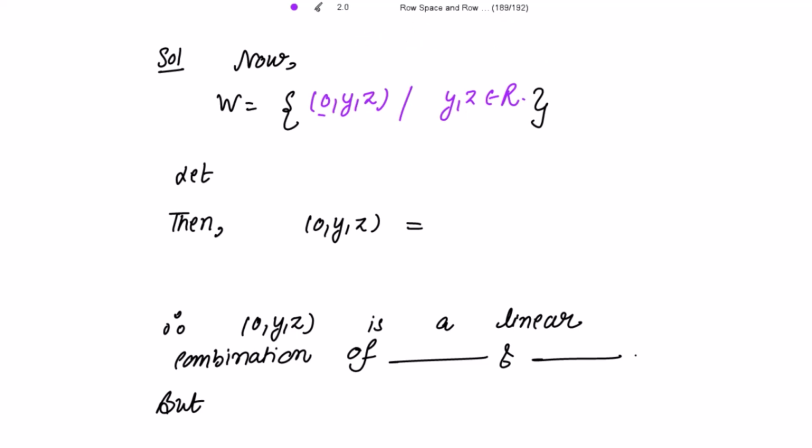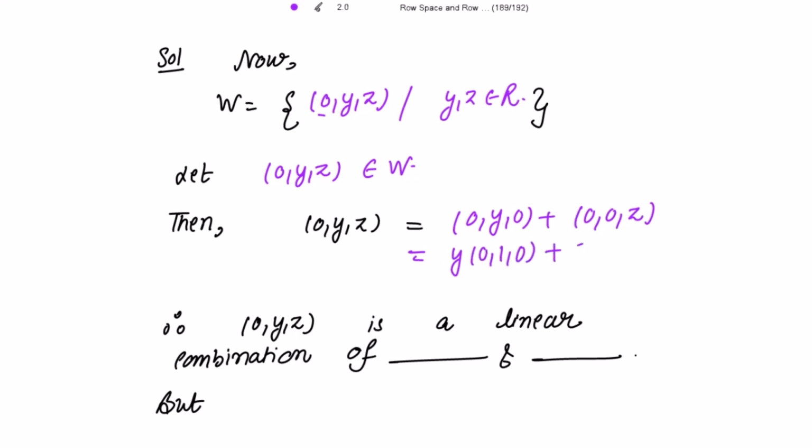To get the basis for W, let's take one element from W, that is (0, y, z) belonging to W. Then (0, y, z) can be written as the sum of (0, y, 0) plus (0, 0, z). That is further equal to y times (0, 1, 0) plus z times (0, 0, 1). So you have noticed that this element (0, y, z) becomes a linear combination of the vectors (0, 1, 0) and (0, 0, 1), right?